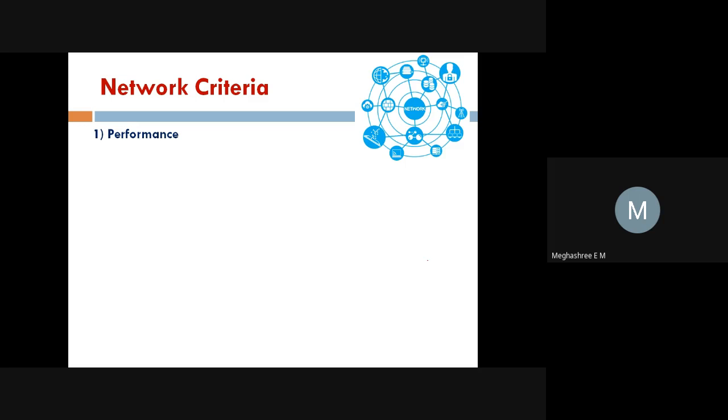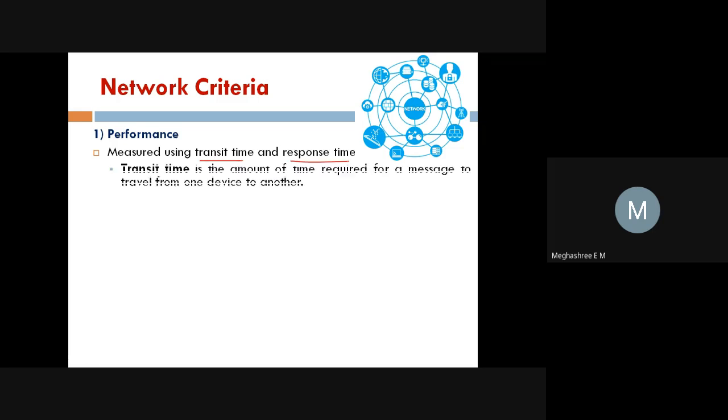So in the same way here, based on the performance of the network, you can decide whether to choose that network or not. This performance of the network can be measured in many ways. The first one is transit time, and the second one is response time. Transit time is the amount of time required for a message to travel from one device to another.